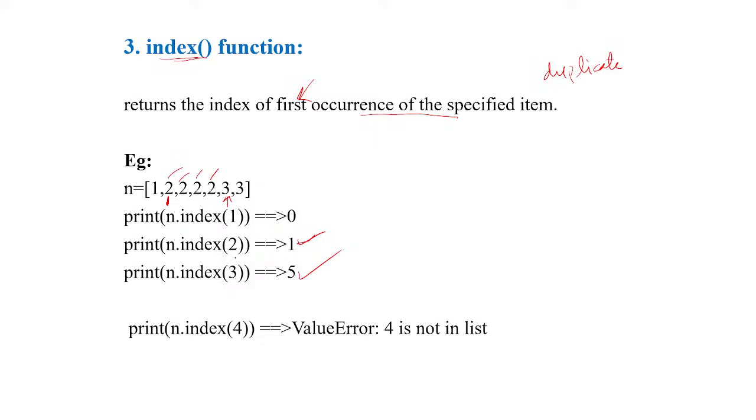For example, 4 is not there. Now if I try to ask the index of 4, in this case it gives this error, remember. You will get an error like this: 4 is not in the list. This error message you will get. So you should remember which functions return an error and which functions don't give an error.